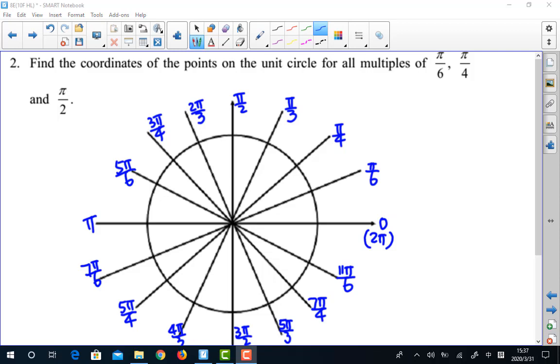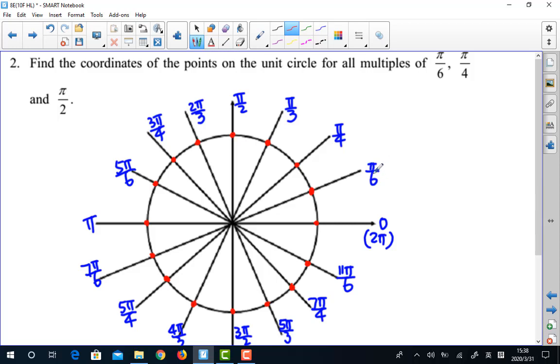Right now, our task is to look for the coordinates of the point of intersection between each angle and the unit circle. That means we need to find the coordinates of this point, this point, this point, all those points of intersection. How can we find the coordinates of those points? Let's take pi over 6 as an example. How can we find the coordinates of this point on the terminal arm of pi over 6?